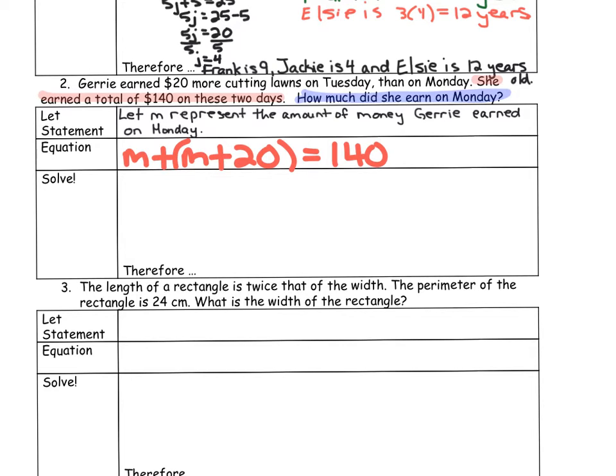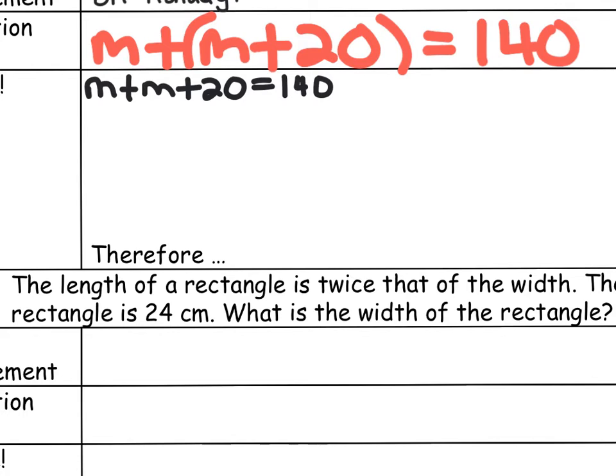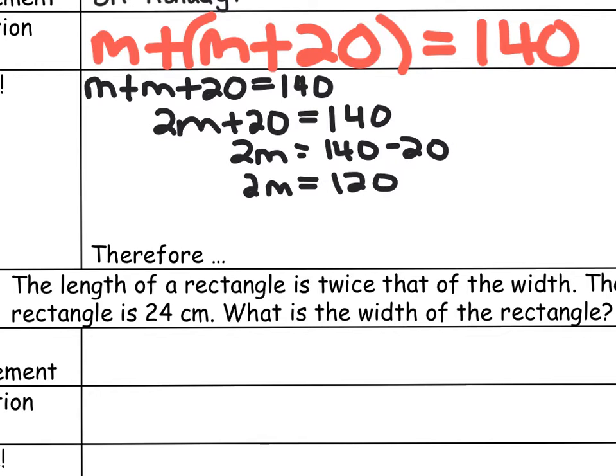So now we can collect our like terms and solve our equation. So now I'm going to collect my like terms. I just have to add my m's together. Now I'm going to subtract 20 from both sides. And the last step, of course, is to do the opposite of 2 times m, which is 2m divided by 2. And of course, I have to do the same thing to both sides. So I'll divide 120 by 2 as well. And I got m is equal to 60.